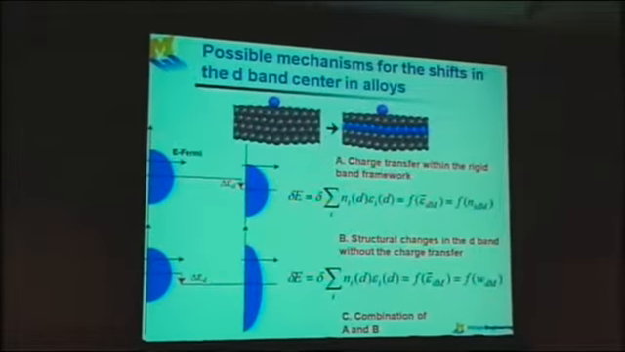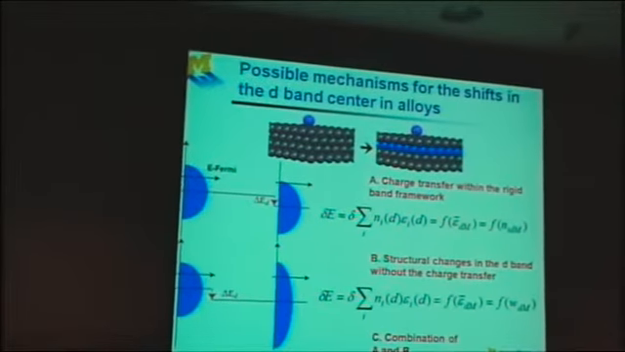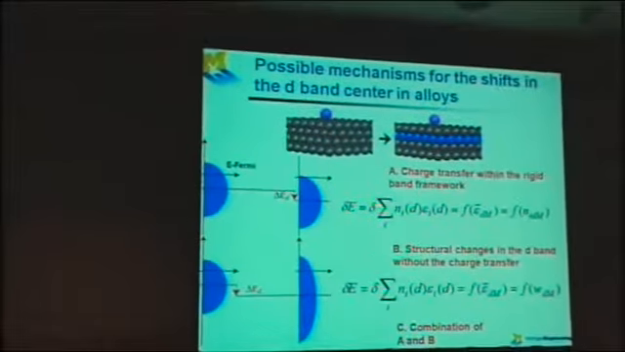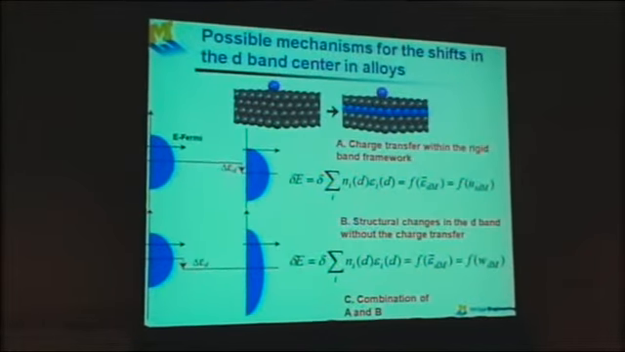And another scenario is to have a significant restructuring within the d band without any charge transfer. And in this case, the position of the center of the d band would be simply a function of the width of the d band. So if I, as a consequence of alloying, change the width of the d band, even if I keep my charge on a particular atom in an alloy the same as in the case of pure metal, my d band is going to shift and my chemical activity is going to be affected.